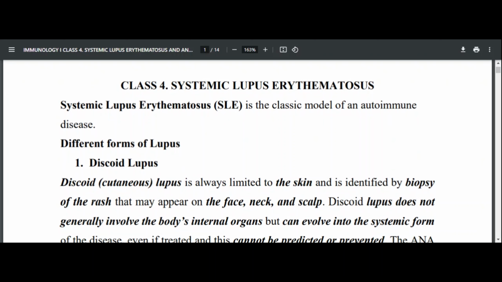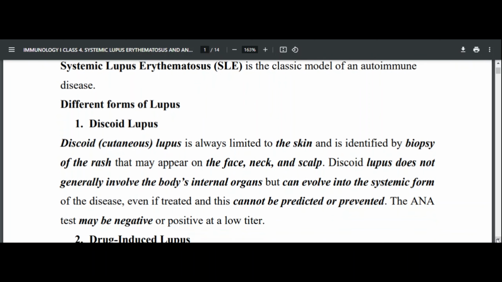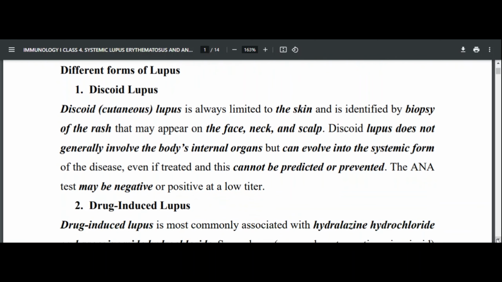Not every lupus is systemic. There are other kinds of lupus that are not systemic. For example, we have what we call discoid lupus. Discoid lupus is also called cutaneous lupus, and it is always limited to the skin and is identified by biopsy of the rash that may appear on the face, neck, and scalp.